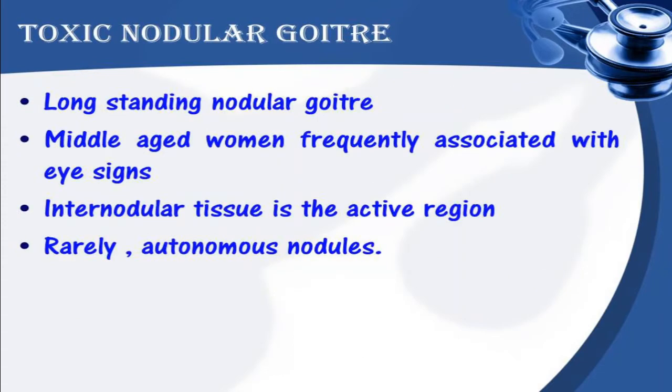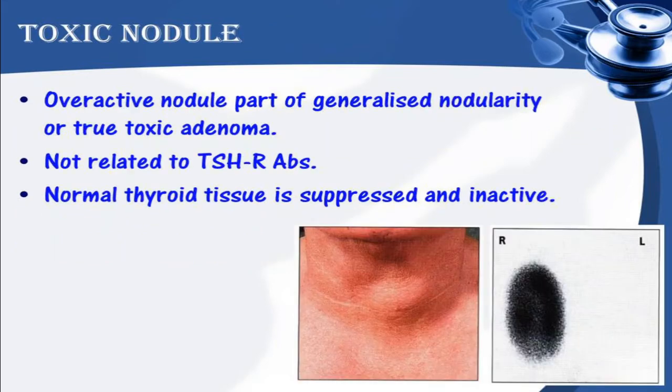So, toxic nodular goiter, it's a long-standing nodular goiter. You can see it in middle-aged women, frequently associated with atrial fibrillation, and the internodular tissue is the active region. And rarely it can become an autonomous nodule. So, the overactive nodule is part of generalized nodularity or true toxic adenoma, and it's not related to TSH receptor antibodies. Normal thyroid tissue is suppressed and inactive.